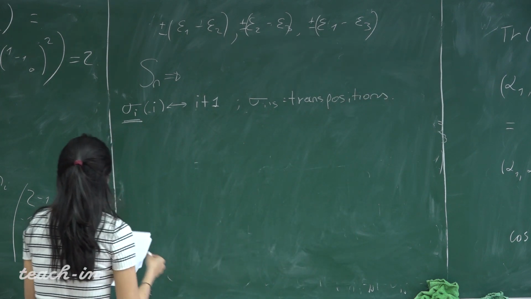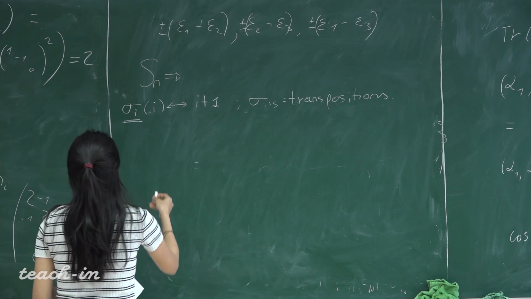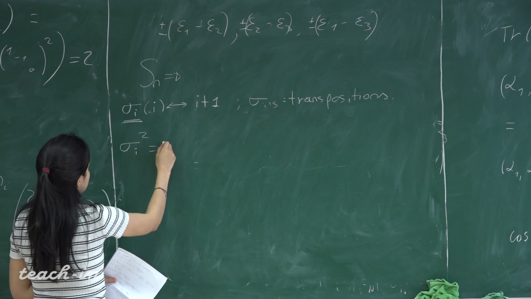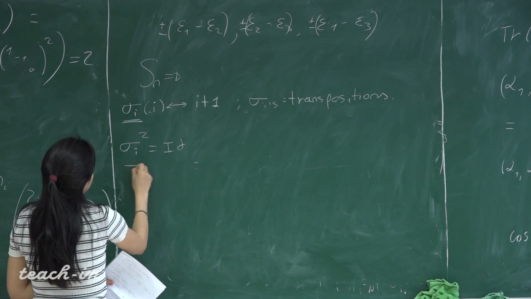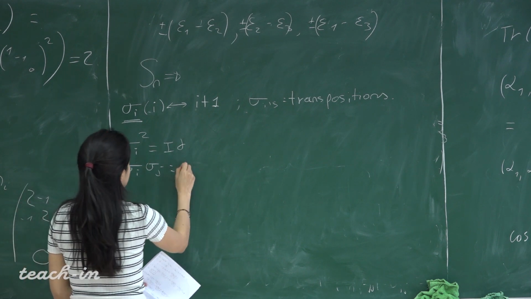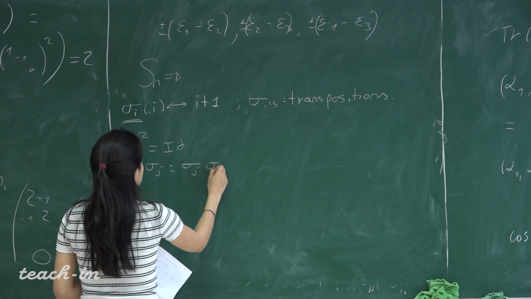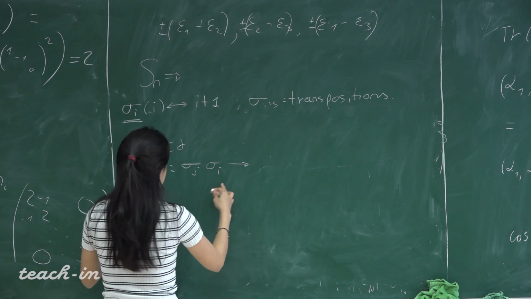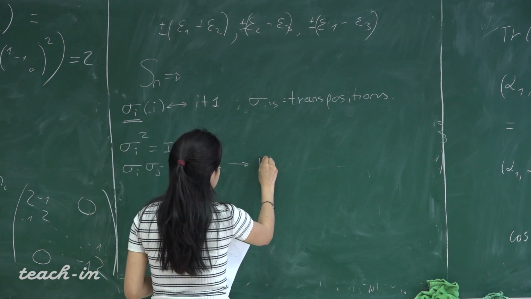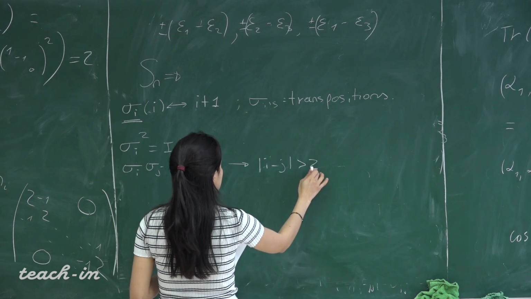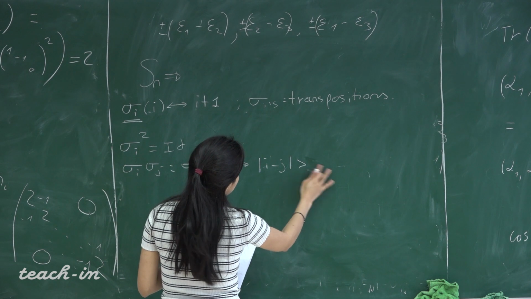Okay, and we have the following relations: the square is the identity. If we compute this, we will have that they commute, but this is commutative only if we have this condition. It's like this, or greater than 1, I think. Yes. Okay.